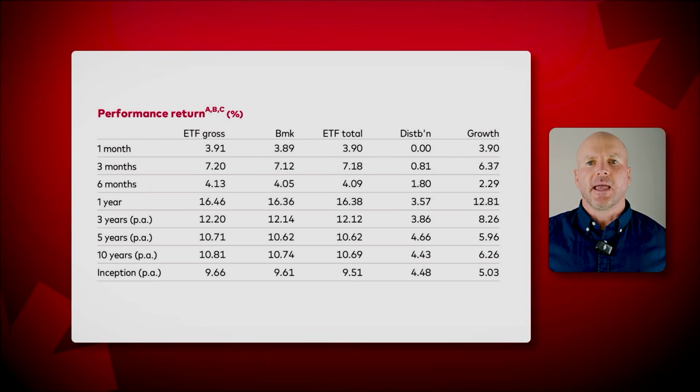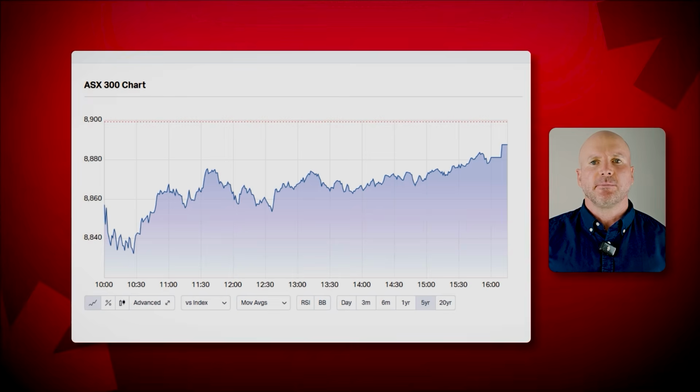Now to the performance table, which is where beginners often get confused. At the top, you usually see several columns. First is ETF gross. This is the ETF's return before management fees and taxes, but after transaction costs and operating costs. Next is BMK, which stands for benchmark. This shows you how the index, here, the S&P ASX 300 index, performed over the same period.